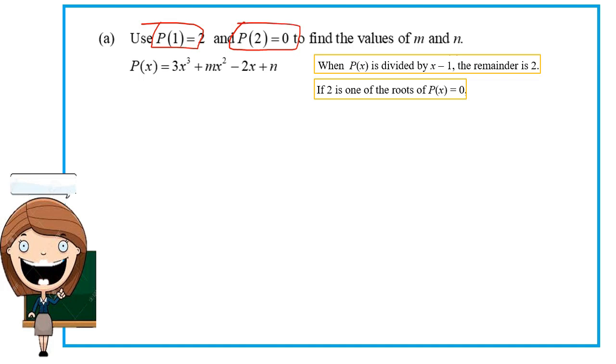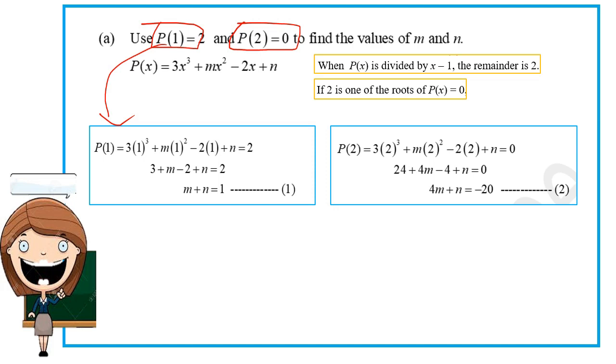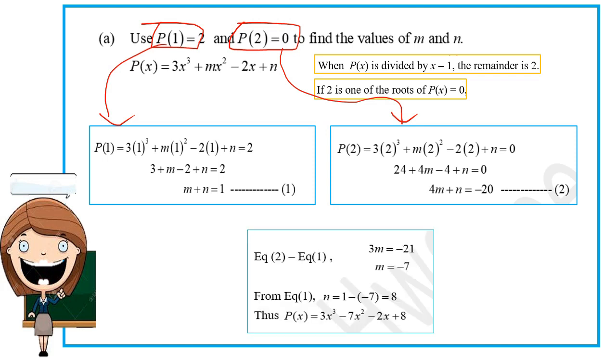Based on the polynomial given, we substitute x equal to 1 for the first piece of information to form the first equation, m plus n equal to 1. Based on the second piece of information, P(2) equal to 0, we form the second equation, 4m plus n equivalent to minus 20. We solve equations 1 and 2, and easily get the value of n as 8 and the value of m as negative 7. So we can form our polynomial P(x) as 3x cubed minus 7x squared minus 2x plus 8.